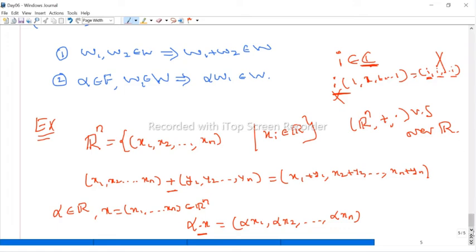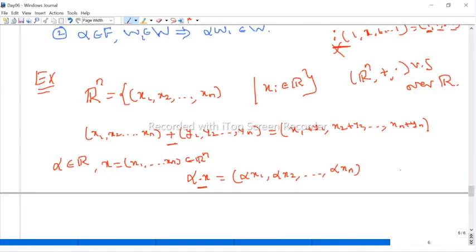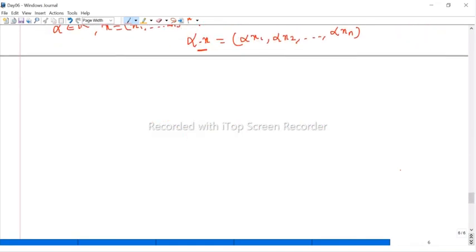So in R2, this is true for any n. Suppose I am taking n equal to 2. This is the set of all ordered pairs, so it is nothing but our plane. So R2 is a vector space over R. If you take the specific case, R2 is a vector space over R.